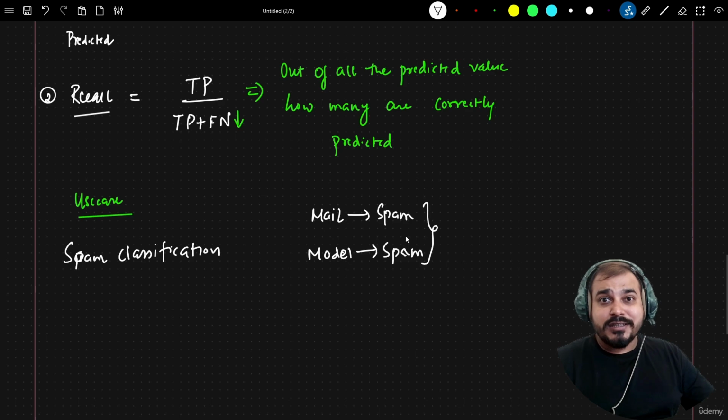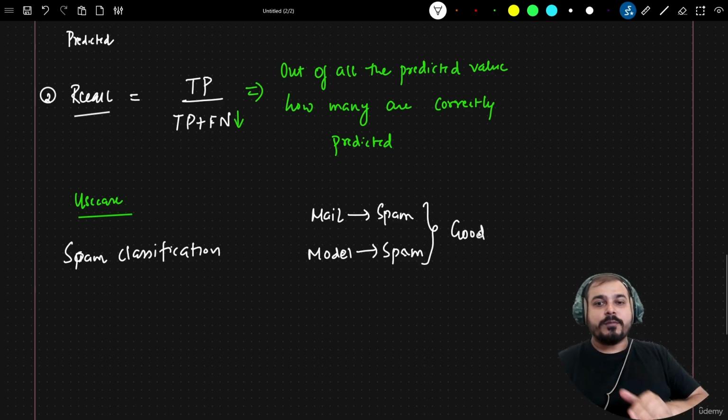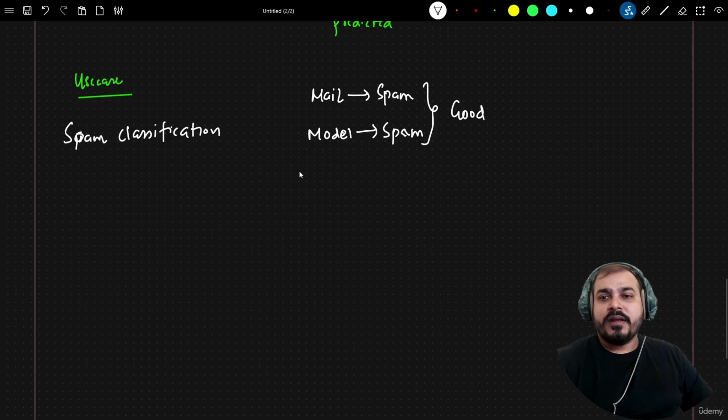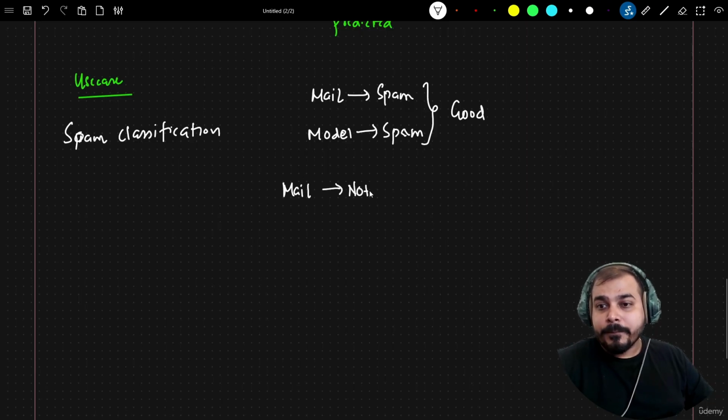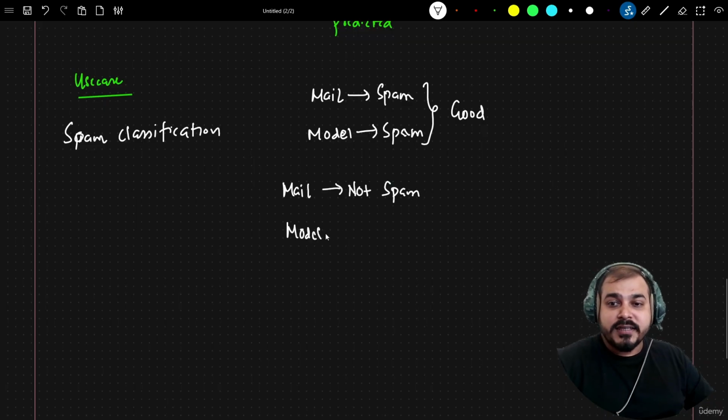So in short, my model is absolutely working fine. So this is good, right? This is how my model should perform. But let's say if my mail is not spam, and if my model predicts it as spam, then what will happen?